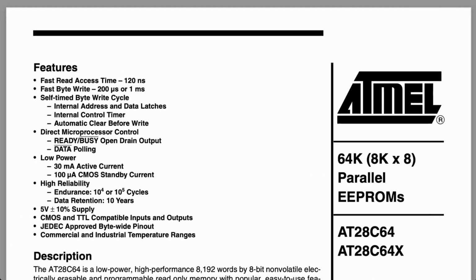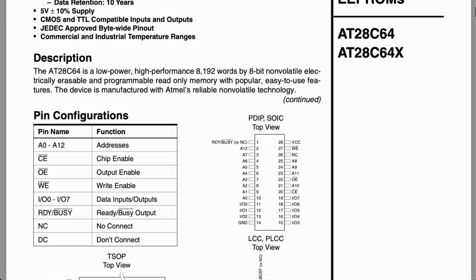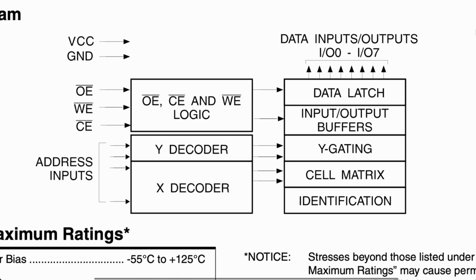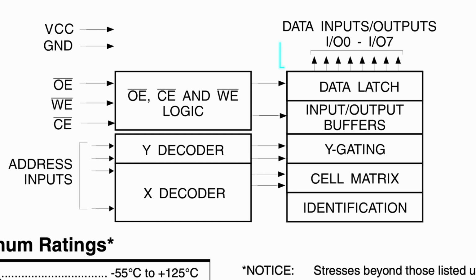Of course, we need more than just one bit. So I'm going to use this AT28C64 EEPROM chip. And this has 64 kilobits or 8 kilobytes of memory. If we scroll down to the block diagram, you can see that it allows me to access 8 bits at a time. And this is for reading or writing. So I'll need 4 of these chips in parallel to get my 32 bits.